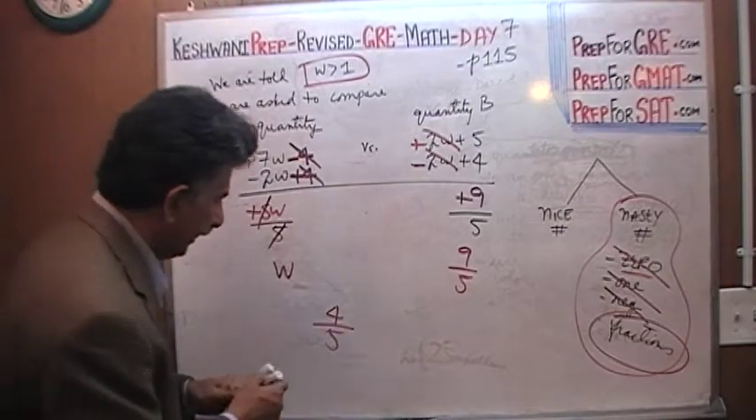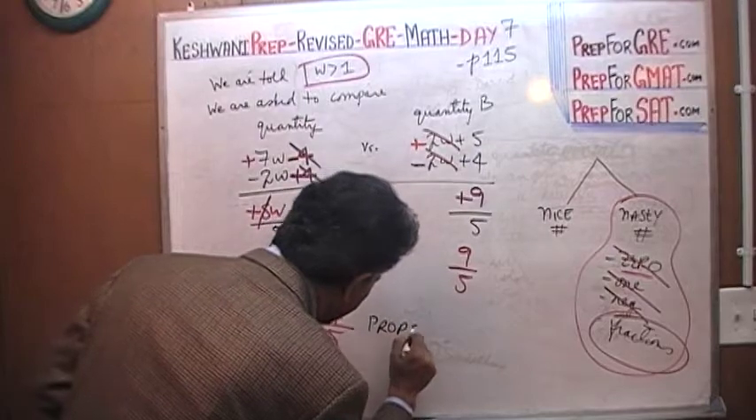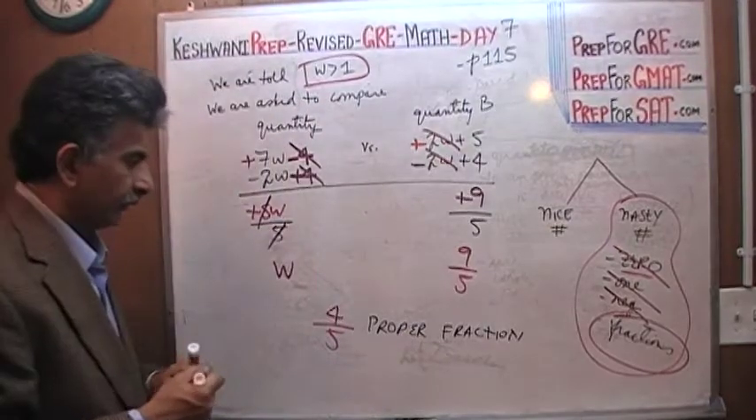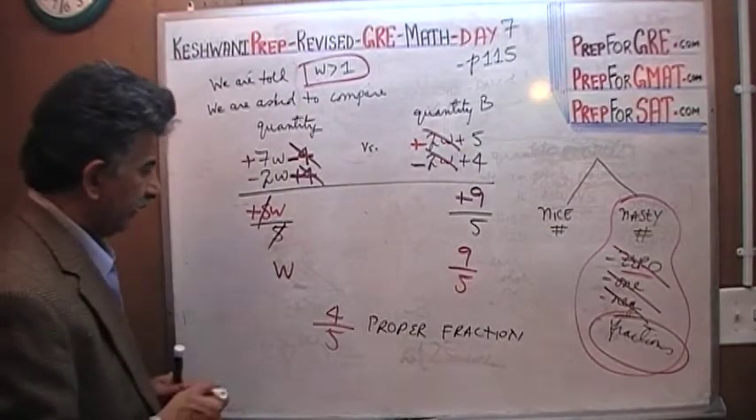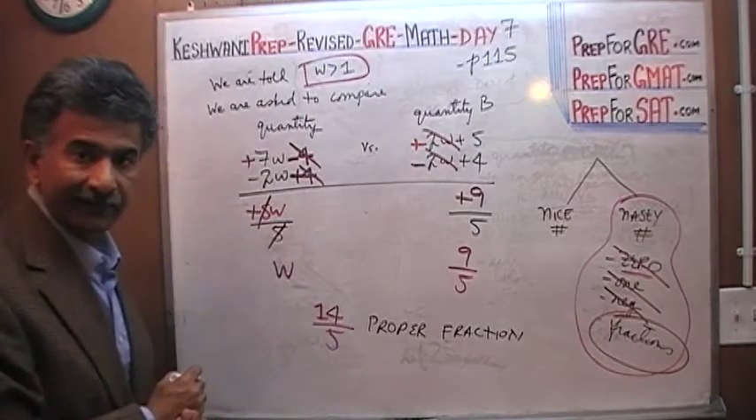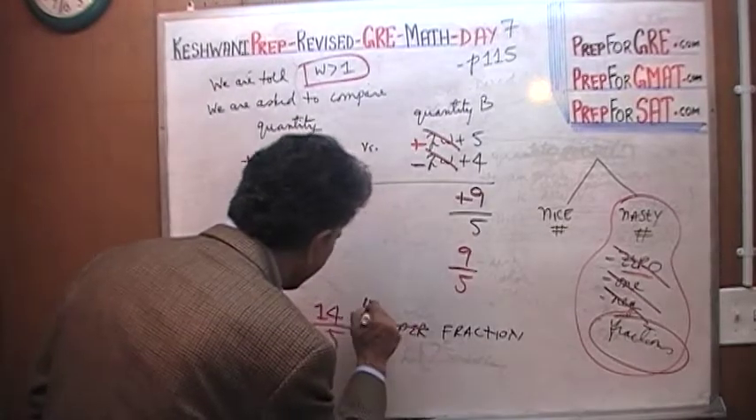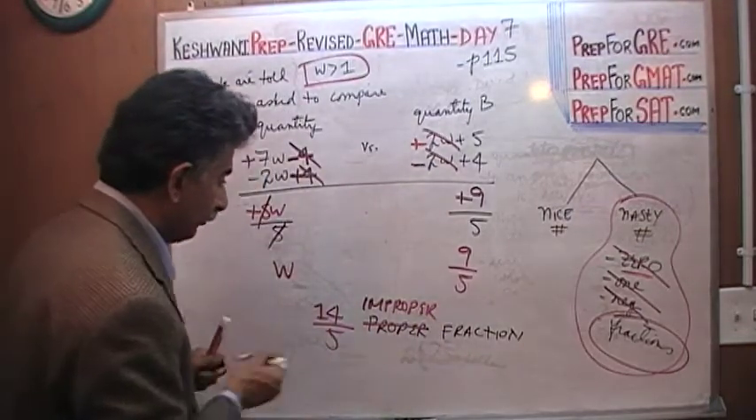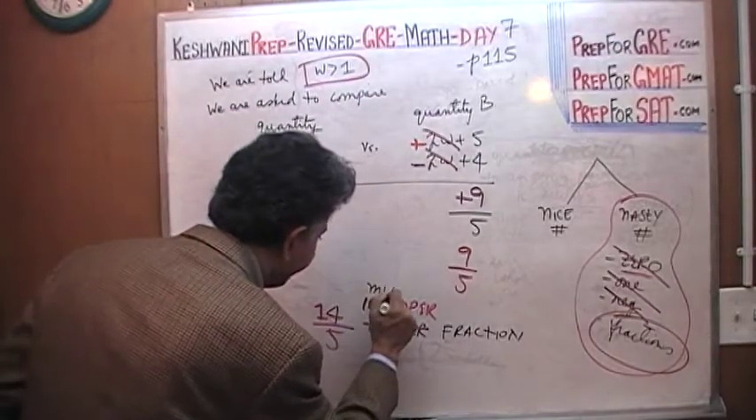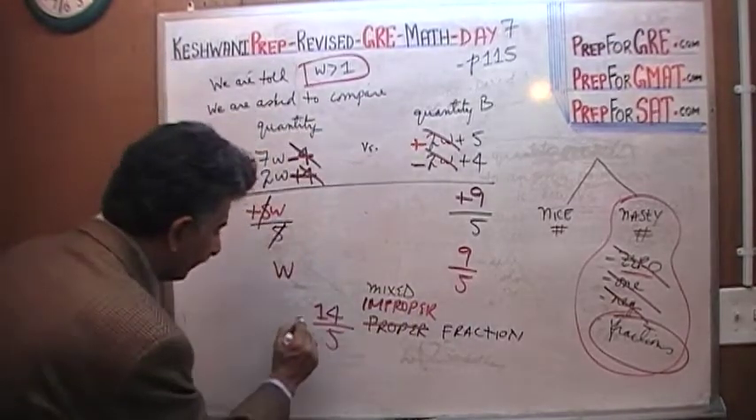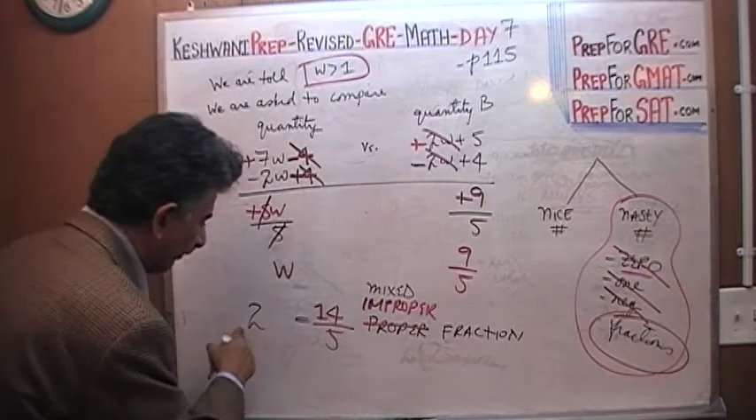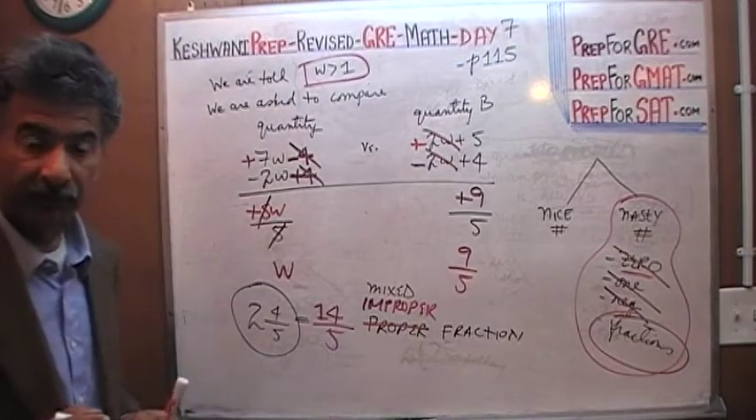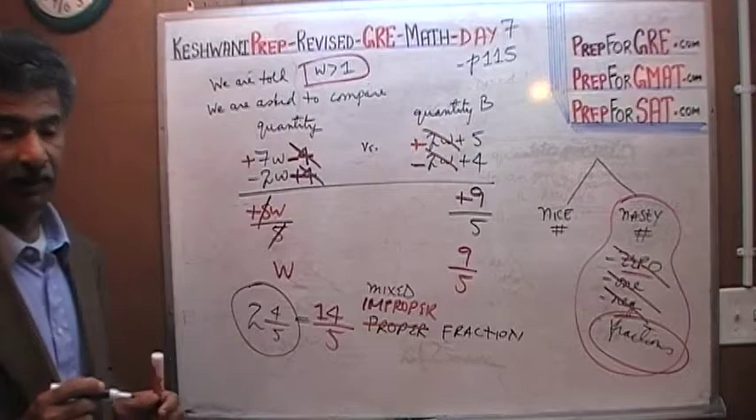This is known as a proper fraction. On the other hand, had it been 14 over 5, it is still a fraction. It is an improper fraction, or if you like, it is also sometimes called a mixed fraction, because this is the same as 2, which is 2 times 5 is 10, and 4/5. It is a fraction nonetheless. It is not a proper fraction, but it is a fraction nonetheless. It is an improper fraction.